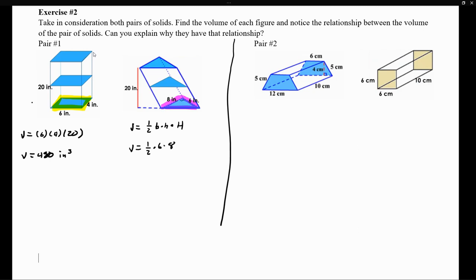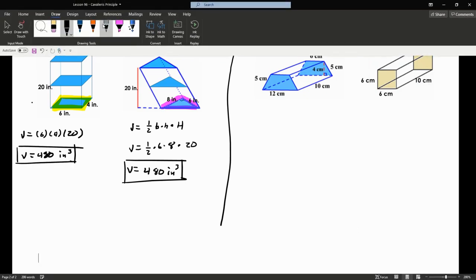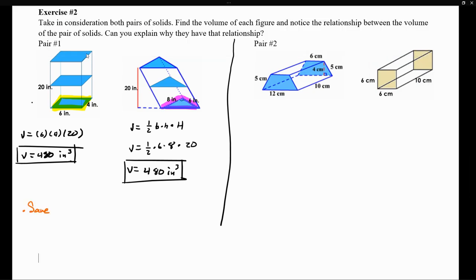Notice that this will give me the area of the base, and I need to multiply by the height of the solid, which is 20. And if I multiply all this, it's still going to give me 880 inches cubed. So notice that the figure on the left hand side and the other figure are still going to have the same volume.